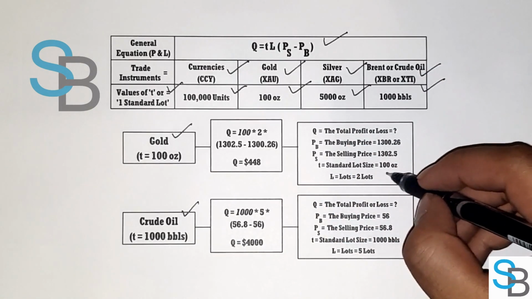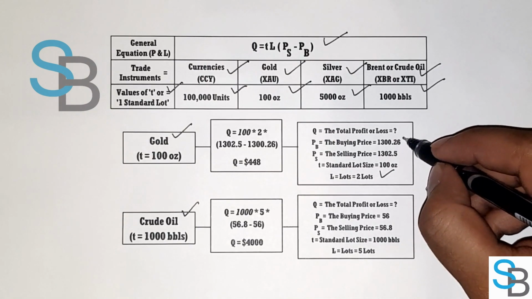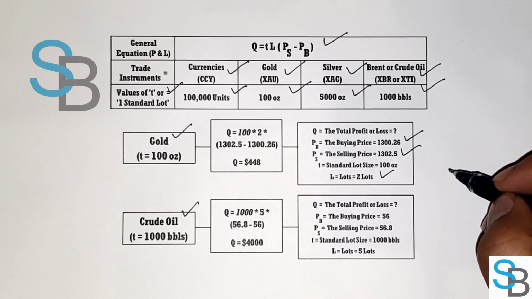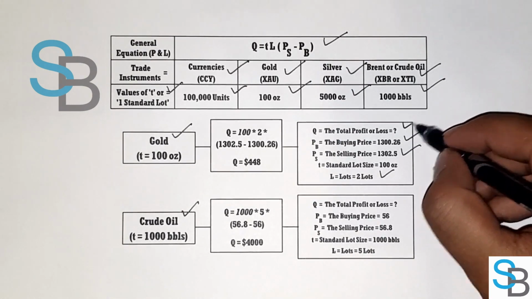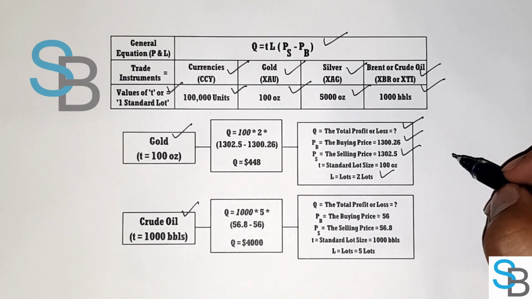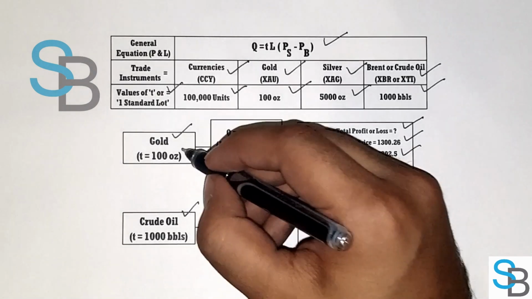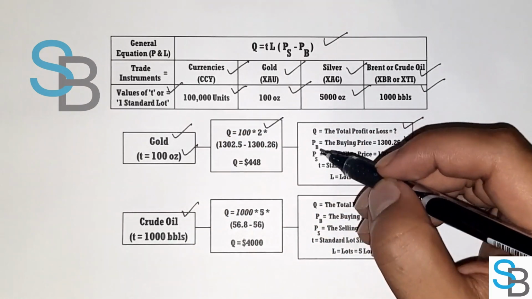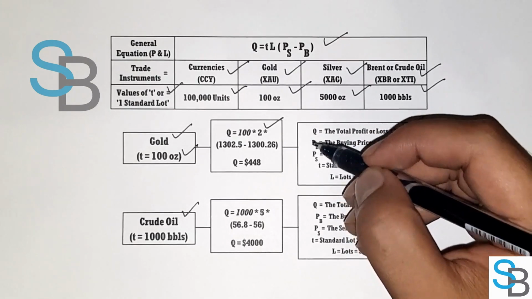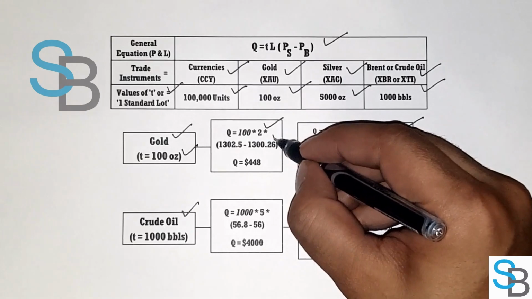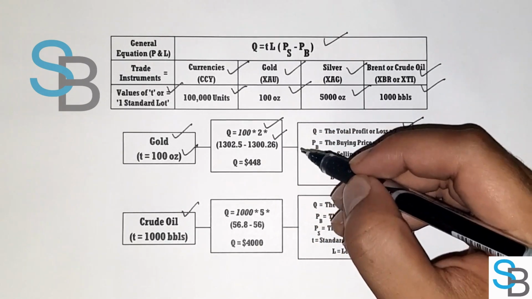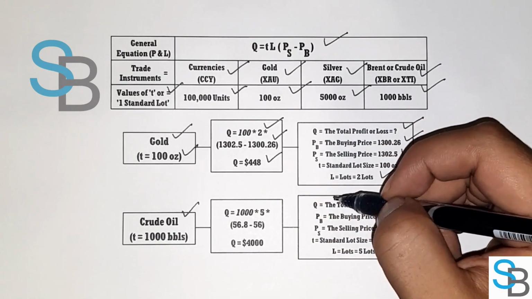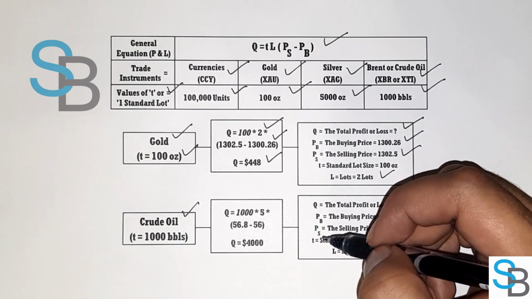Let's say we bought 2 lots of gold at 1300.26 and sold it at 1302.5. And we want to calculate the total profit or loss. Let's plug in the values. As we know, the value for T is 100 ounces for gold. Multiply this by 2, the number of lots, all multiplied by the difference of the selling and buying price, 1302.5 minus 1300.26, and we get a total profit of $448.